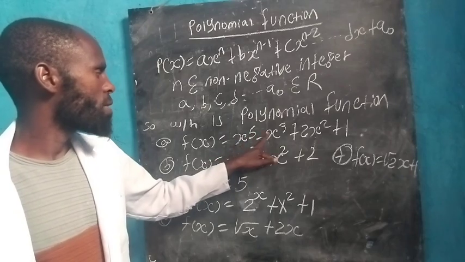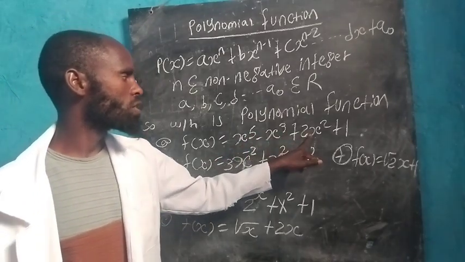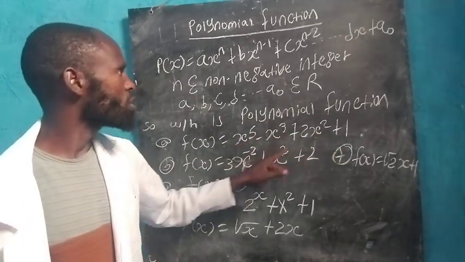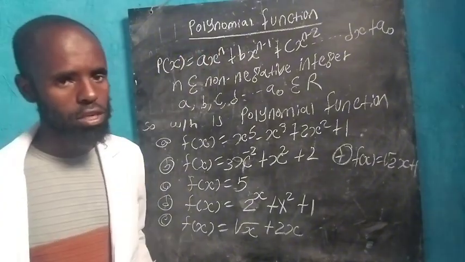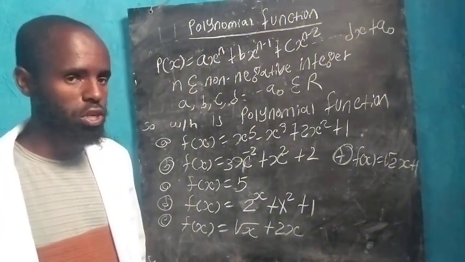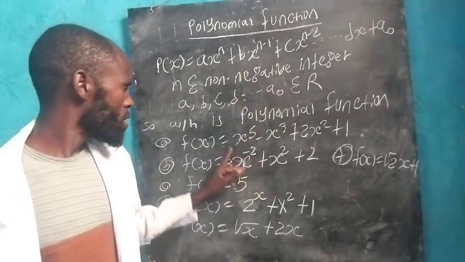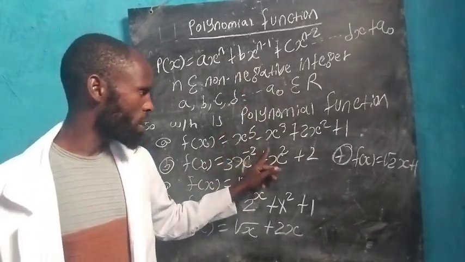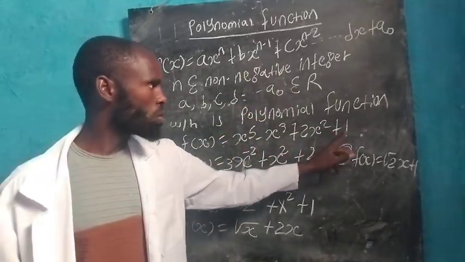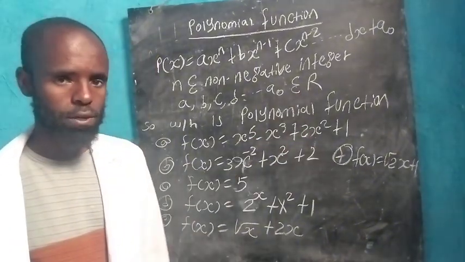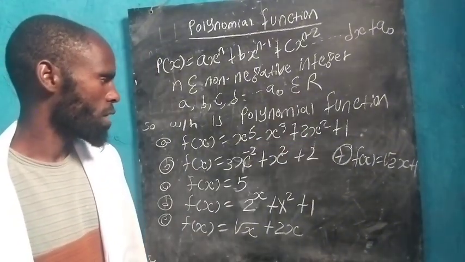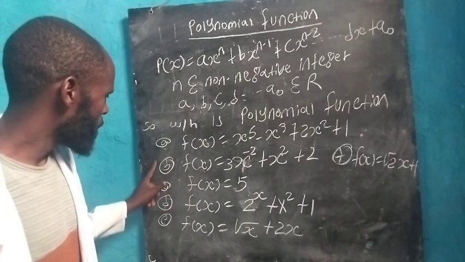x to the power of 5 minus x to the power of 3 plus or minus 2x to the power of 2. So this function can be a polynomial function. Any such function can be a polynomial function. What about a, b, c, d up to a initial? Look at here 1, minus 1, 2. Also 1 is an element of real number. Elements of real number. What about b?